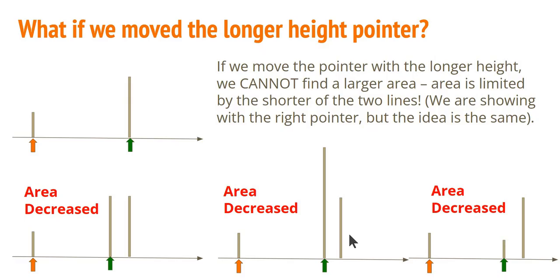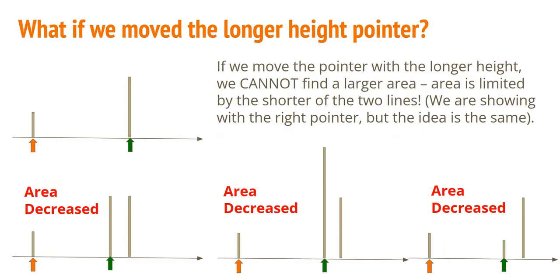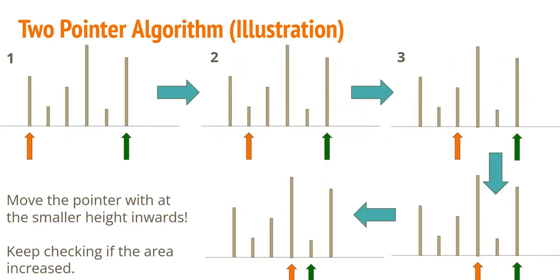So the point is this. When I move the shorter of the two pointers, there is a possibility of an increase, but if I were to move the longer of the two pointers, I am guaranteed to only decrease the area. Which means that the algorithm can work by just looking at the shorter of the two and moving the shorter inwards. In this process, we are eliminating many redundant computations. We are moving in the direction where I can potentially see an increase.